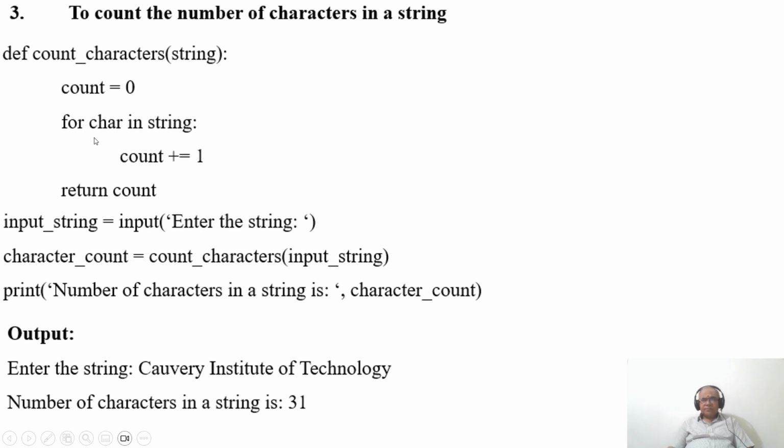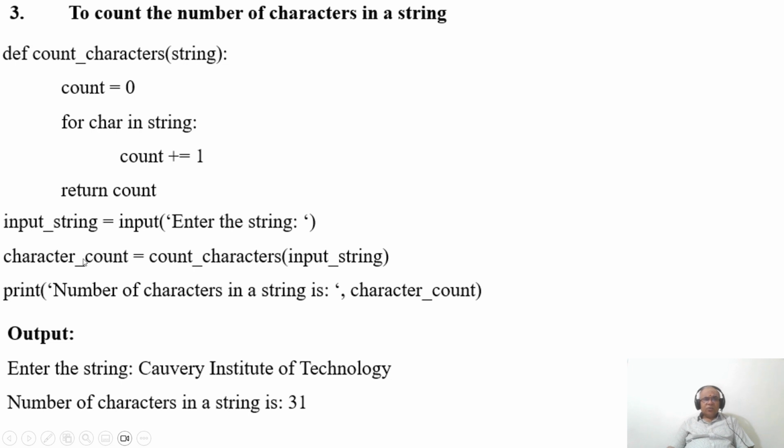Again it goes back. It will take the second character. What is that? N. So count is equal to count plus 1, that is the previous value of count is 1, so 1 plus 1 it becomes 2. Then again it goes back. There are no other characters in that string, so it comes out. Return count. What is the value of count? Count value is 2 now.